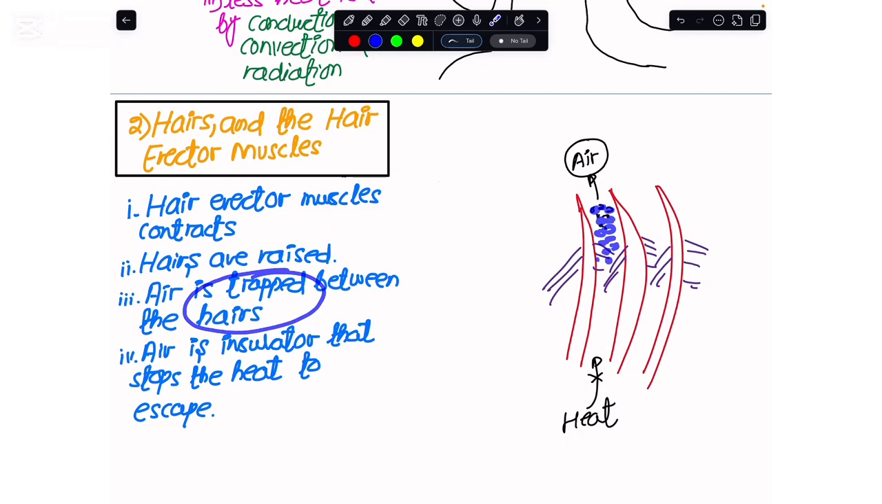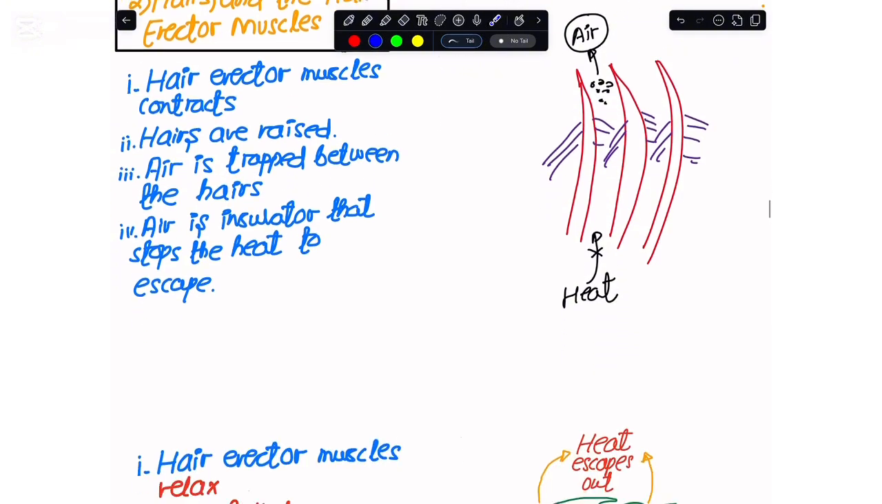And when more air is trapped in between the hairs, you see that air is an insulator, so it stops the escape of the heat out of the skin. This only happens when we do not want the heat to be lost, but rather conserved on the inside of our body, when the external temperature in the environment is cold. So these hair erector muscles make our hair raised, and that is equivalent to getting goosebumps.